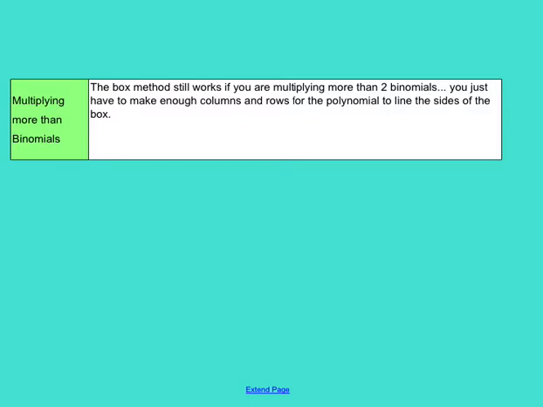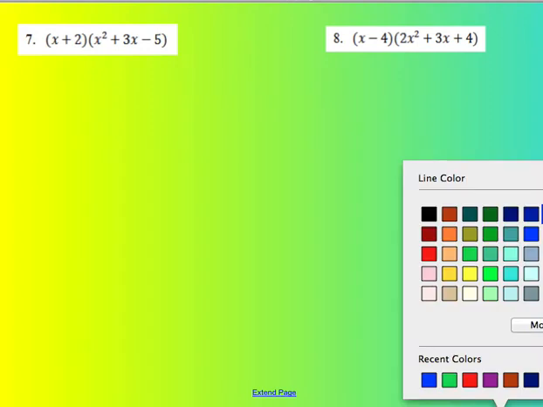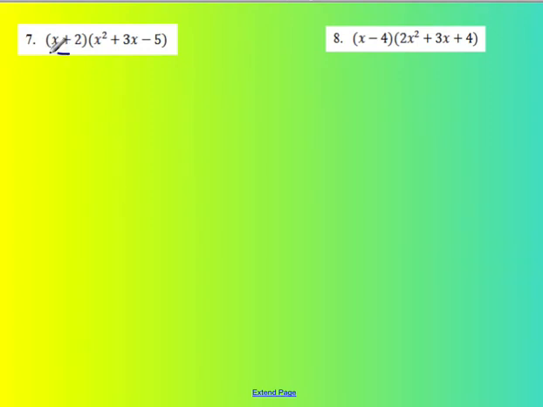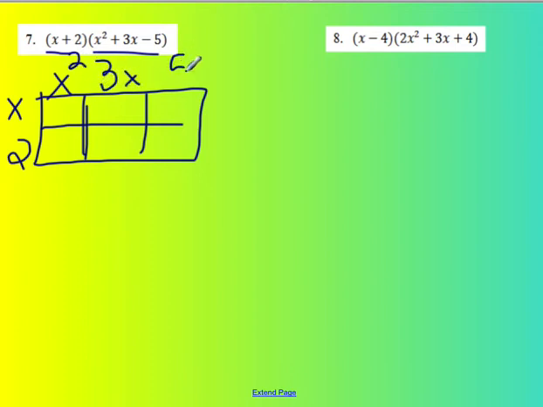So the box method still works if you're multiplying more than two binomials. You just have to make enough columns and rows for what you have. So the only thing that's changing now is our box is going to get a little bit bigger. So let's go ahead and take a look at that. So for number 7, what we want to do is we want to make a box. I notice I have 2 and I have 3. So I'm going to make a longer box. So I still have 2 here, but then I'm going to make 3 columns across. So I have x and 2, and then I have x squared, 3x, and 5.